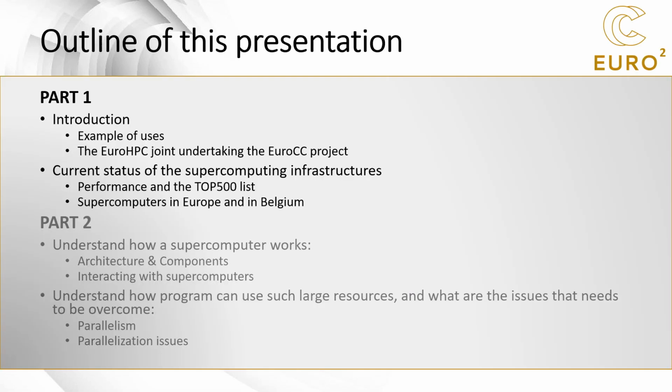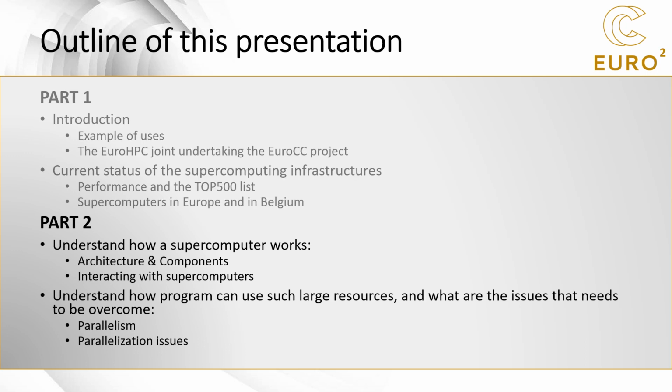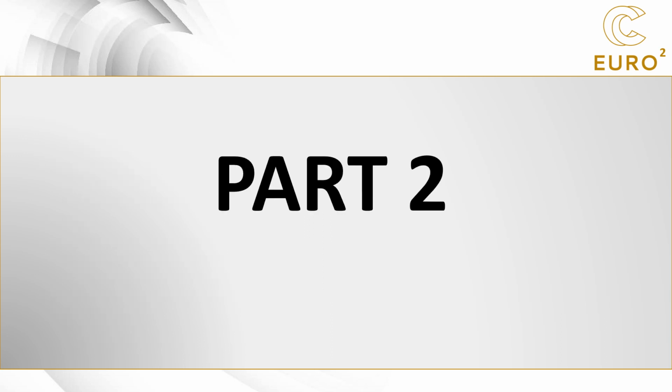In the first part, we introduced you to supercomputers and we have shown what they are used for. We also described the evolution of supercomputers and presented those to which we have access today in Belgium. In this second part, the structure of supercomputers will be briefly described, followed by a short explanation of how to interact with them. Finally, we will see how we can benefit from the use of supercomputers using parallel computing, and what are the issues of parallelization. Here we go for part 2.